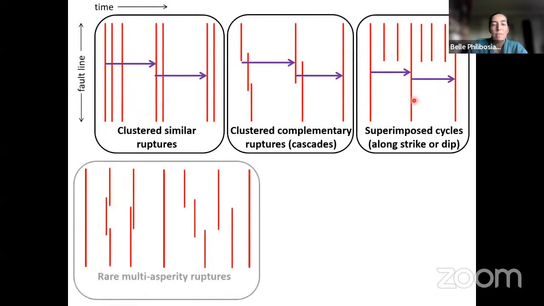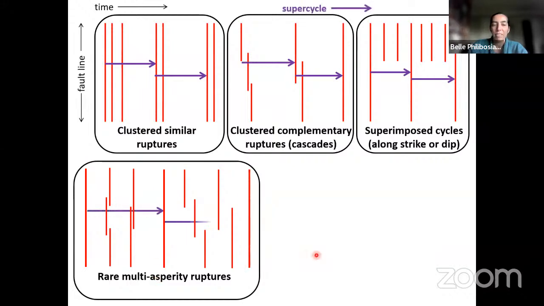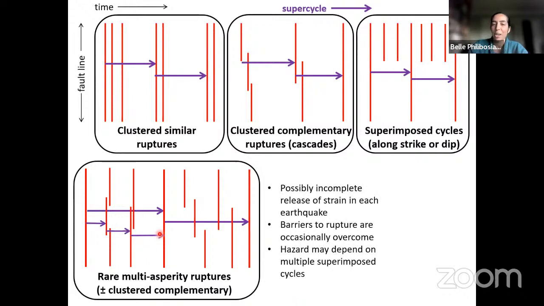A few other varieties of behavior we could have, kind of a different type of superimposed cycle, could be rare multi-asperity ruptures. So maybe more commonly, the fault breaks in several different events, but more rarely there will be one large event that goes through the entire fault. And this again is described as supercycles, but it could also have a clustered complementary cycle inside. So in that case, you really have kind of superimposed supercycles.